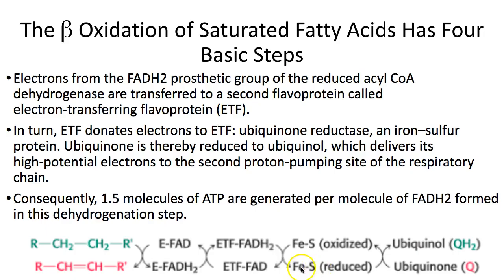And then from there, once the iron is reduced, the electron is transferred over to ubiquinone to produce ubiquinol, and then from there gets transferred into the respiratory chain to produce the ATP. And once again, it's 1.5 molecules of ATP generated in this stage.